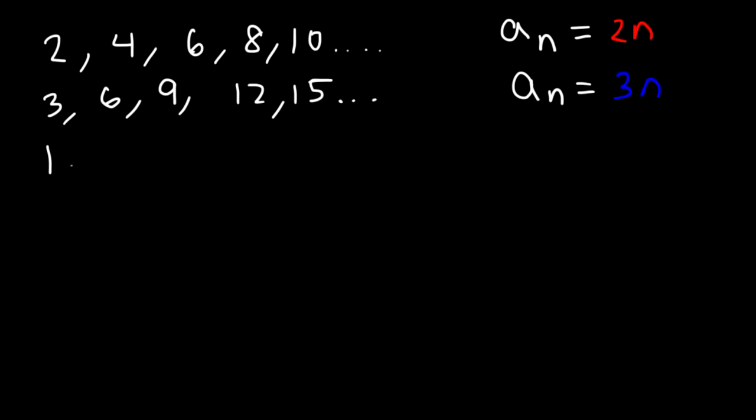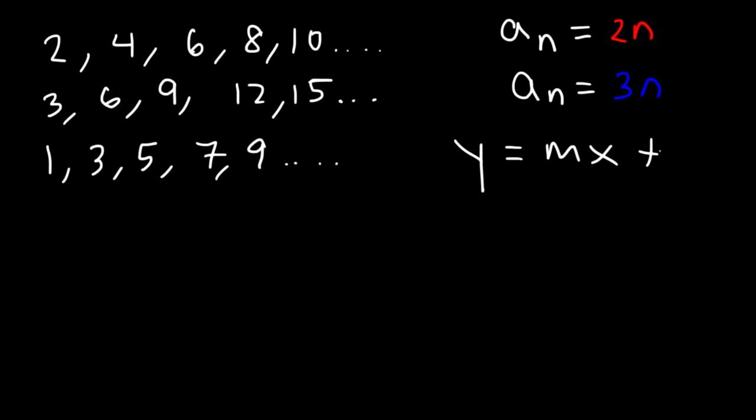Now what about this? 1, 3, 5, 7, 9, and so forth. We can see that it increases by 2. So there's going to be a 2n, but if we plug in 1 into 2n, we won't get 1, we're going to get 2. Since it increases by a common difference, I like to think of it as a linear equation. Here's the linear equation in slope-intercept form. The slope is basically the common difference because it increases by 2.